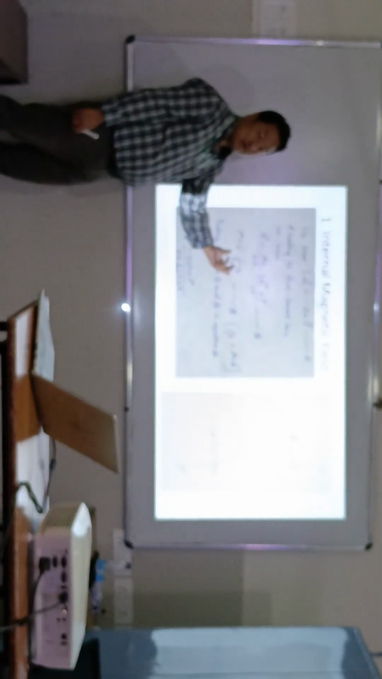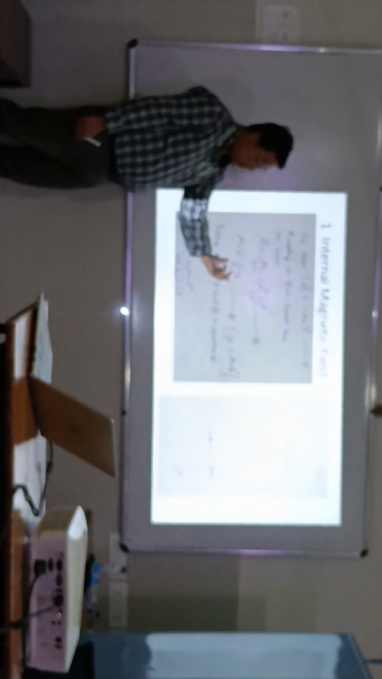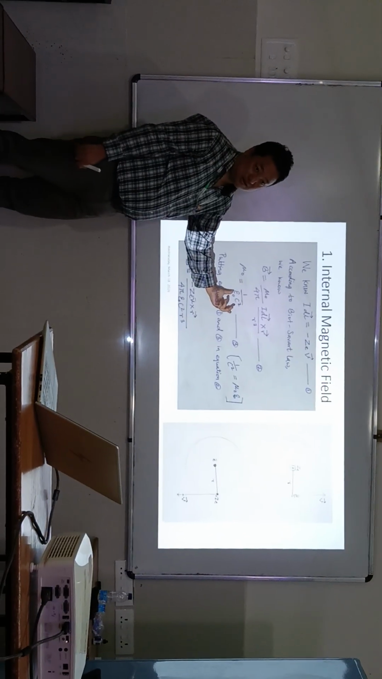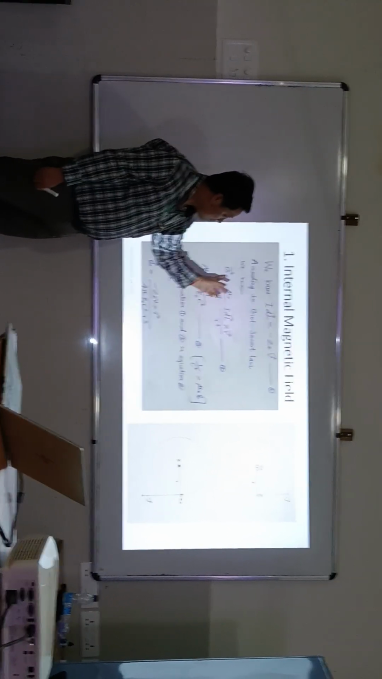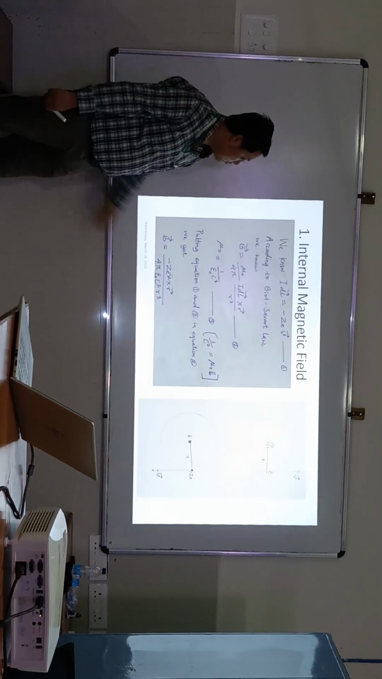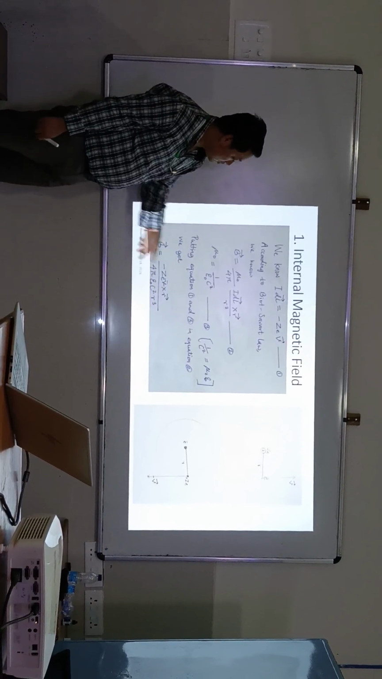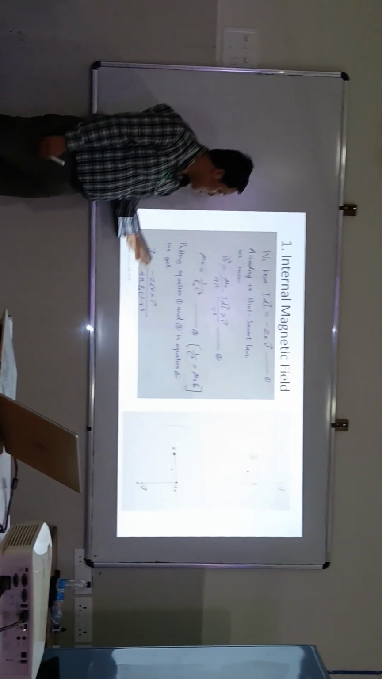So epsilon naught means it is the permeability. And c here is the speed of light constant. So we get this equation, this becomes our equation 3, this becomes our equation 2, and what we have to do is just put equation 1 and equation 3 in equation 2.